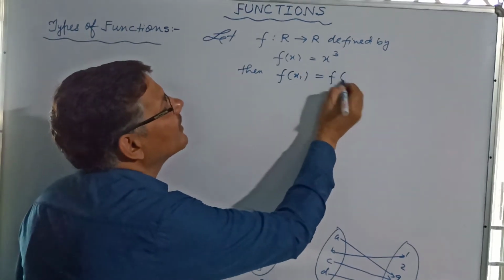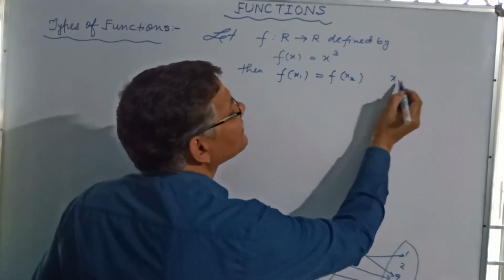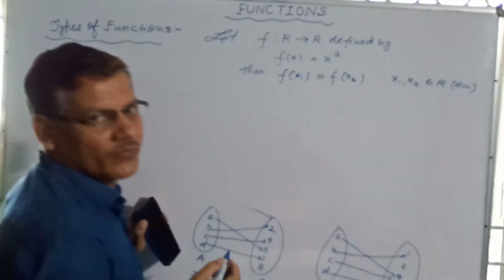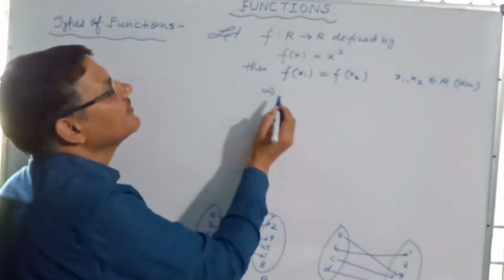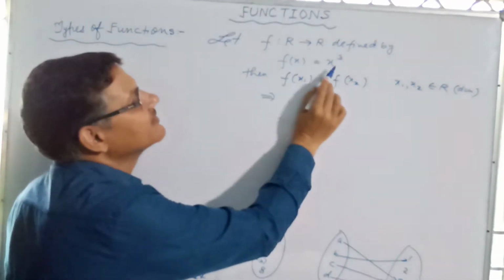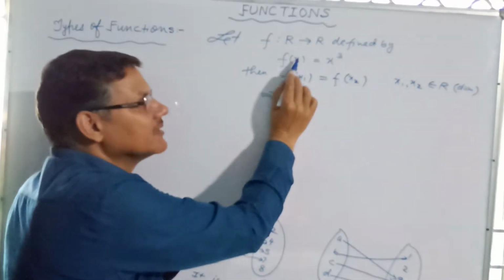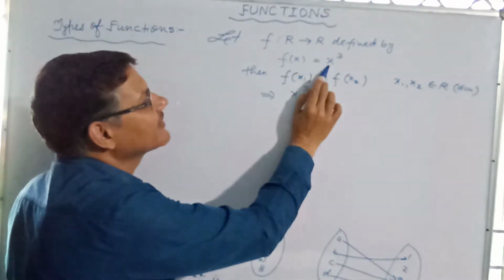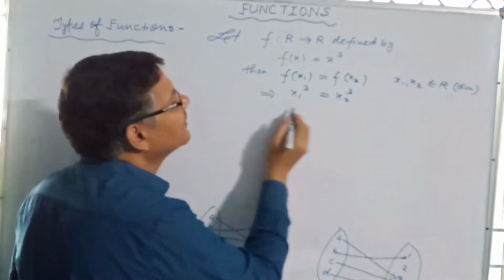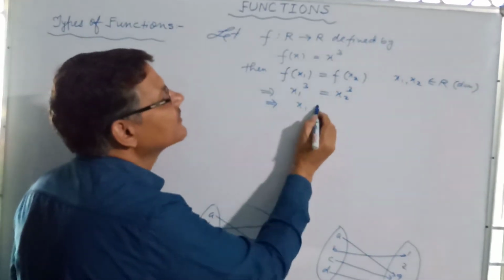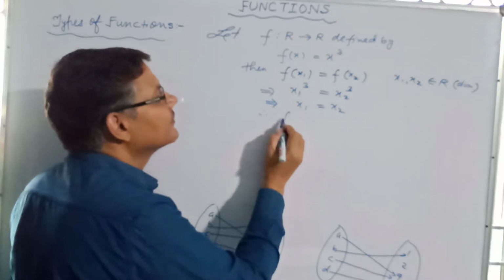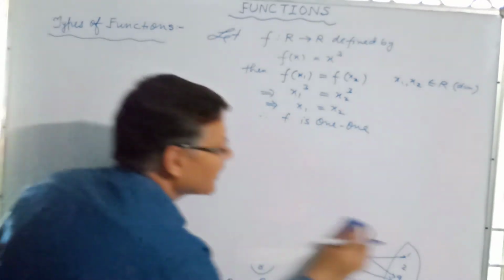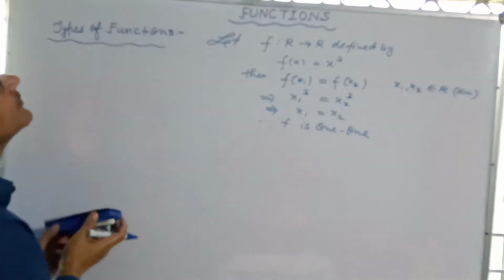f(x1) equals f(x2), where x1, x2 are elements of R, that is the domain. Then by definition of function, if here x, then it is x cube. If here we put x1, then we get x1 cube. Similarly, when we put x2, then we get x2 cube. So x1 cube equals x2 cube, and definitely it implies x1 equals x2. Therefore, f is one-one.